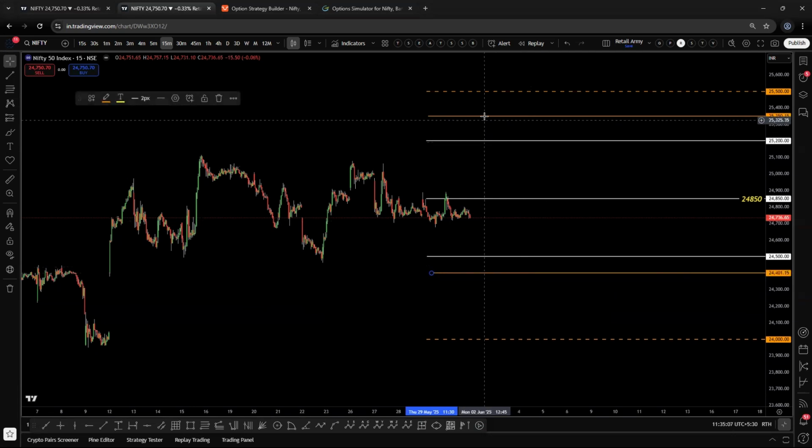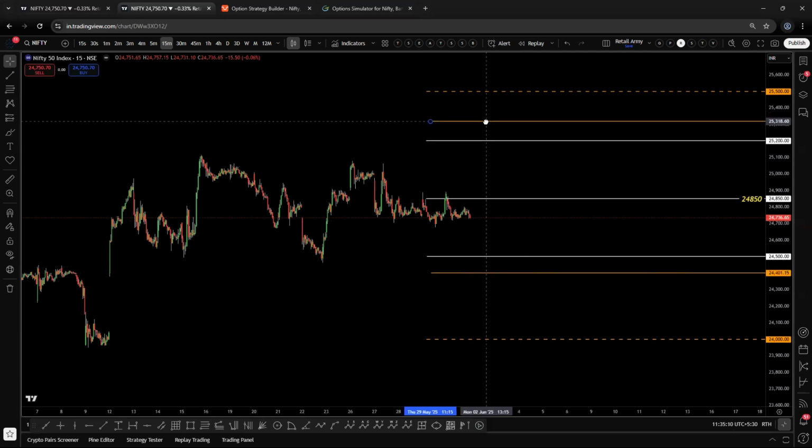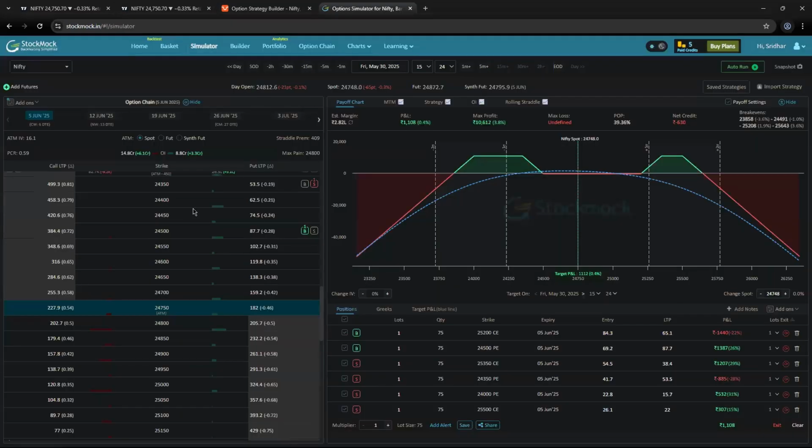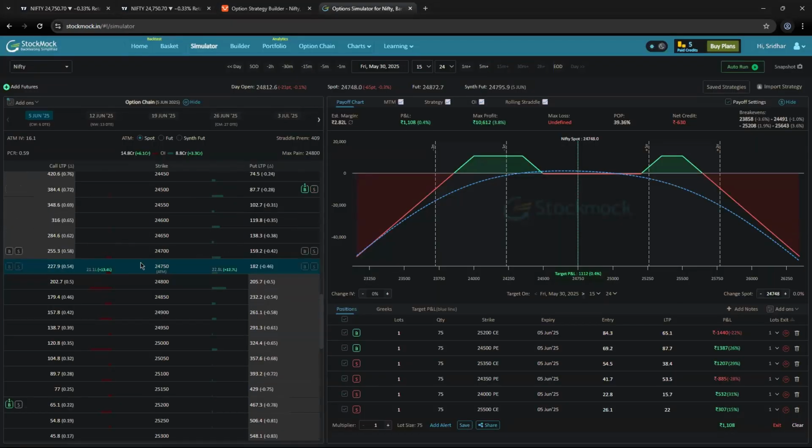We have to shift the call option and put option legs 50 points inside. So what does it look like finally? This is a very complicated setup. I still recommend you watch it.